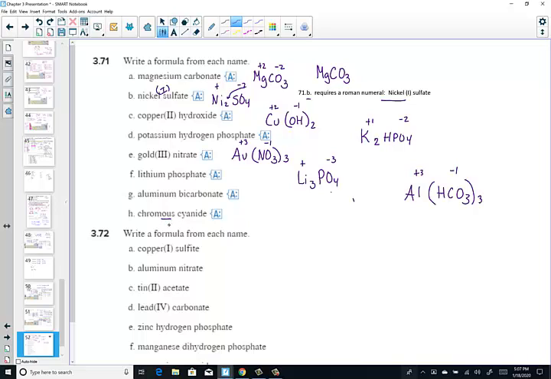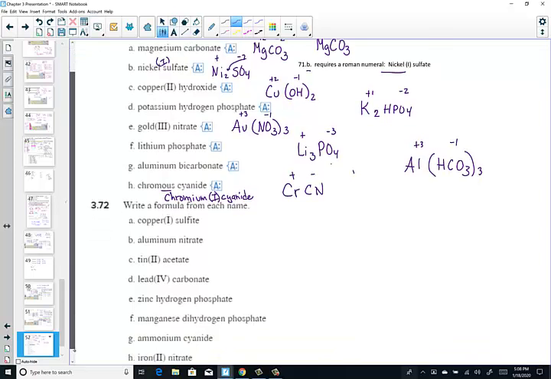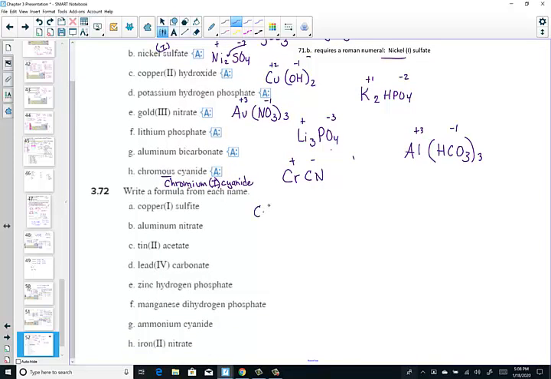Chromous is the low charge. This would be called chromium 1 cyanide. Chromium with a +1 charge. Cyanide, CN -1. We're balanced. CrCN. Copper 1 sulfite. Copper with its +1, sulfite with its -2, we crisscross. Cu2SO3.